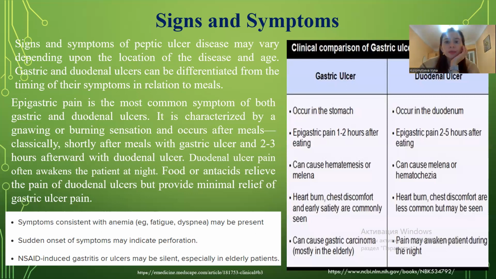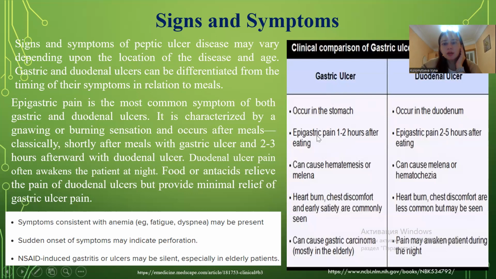And you may see a clinical comparison of gastric ulcer and duodenal ulcer. At the left, gastric ulcer, and on the right, duodenal. Gastric ulcer occurs in the stomach. Duodenal ulcer occurs in the duodenum. Gastric ulcer, epigastric pain 1-2 hours after eating, and duodenal ulcer pain 2-5 hours after eating.